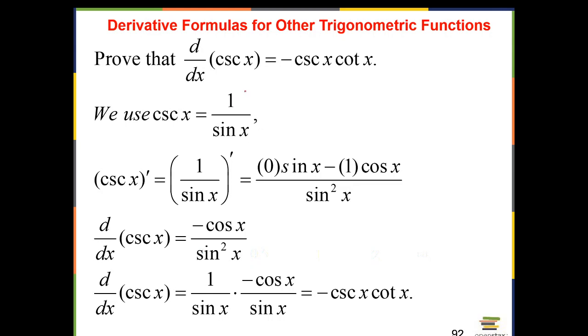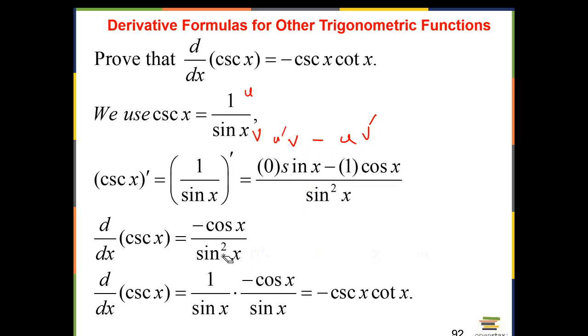So this is u, and this is v. So this would be, again, u prime v minus u v prime. So u prime is 0, because the derivative of a constant is 0. V minus u, which is 1, times the derivative of v, which is cosine, over v squared. Now this goes away, so we just get negative cosine over sine squared. Is that the same as that?